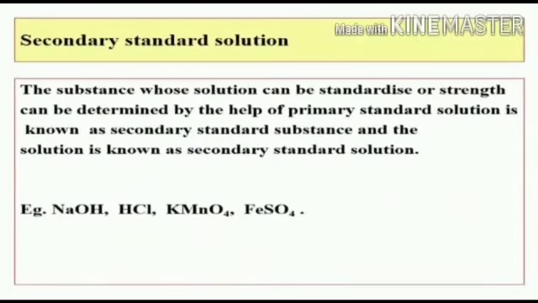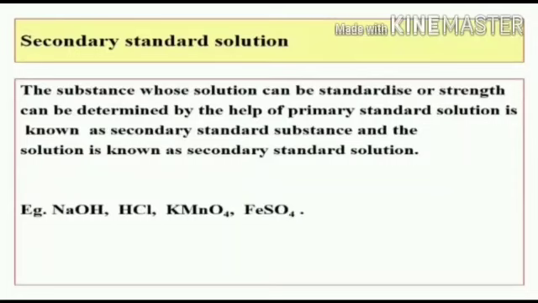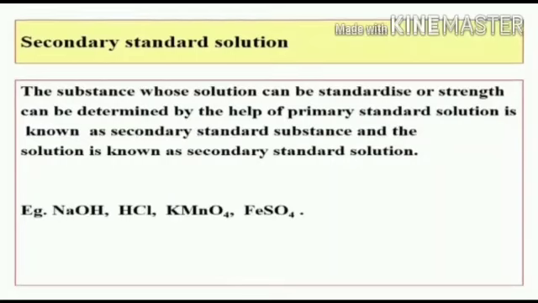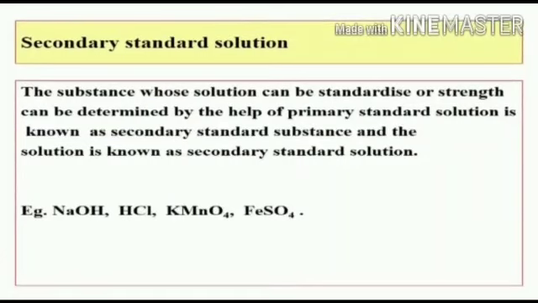Secondary standard solution. The substance whose solution can be standardized, or whose strength can be determined, with the help of primary standard solution is known as secondary standard substance, and the solution is known as secondary standard solution. NaOH, HCl, KMnO4, FeSO4 can be used as secondary standard substance.